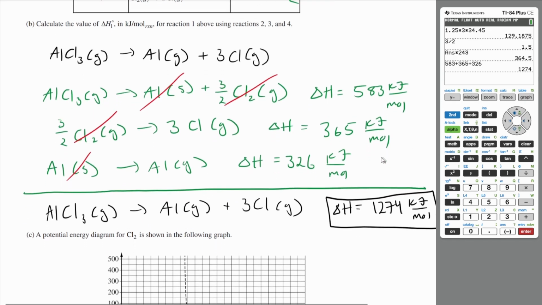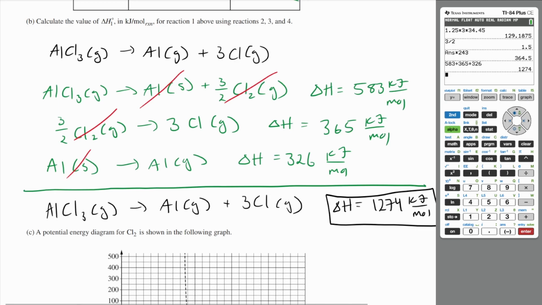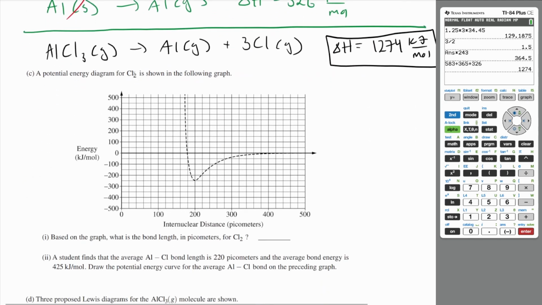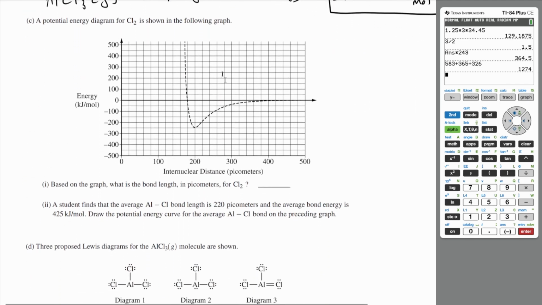All right, let's go down. We see a potential energy diagram of chlorine, the molecular gas, is shown in the following graph. One, based on the graph, what is the bond length in picometers for chlorine? Well, from a graph of internuclear distance versus energy, you want to look at the point where the energy is the least. And the energy is least at this point, which is around 200 picometers.